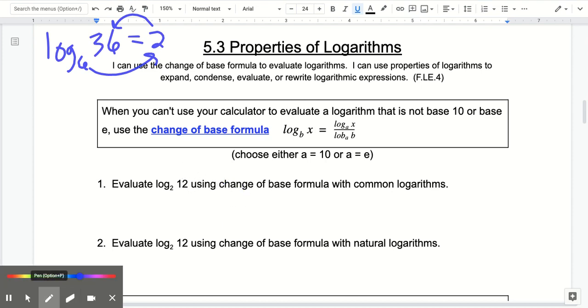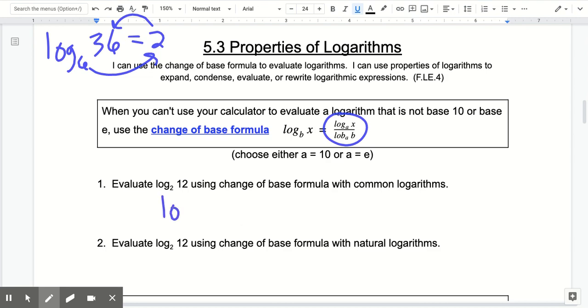Okay, so it says when we have a logarithm that we can't evaluate, like in our head, log base b of x, we can use this. We can take the log of x over the log of b. Sorry about that typo there. Not what it's supposed to say. And we can do this with the common log or the natural log. So let me show you how this works.